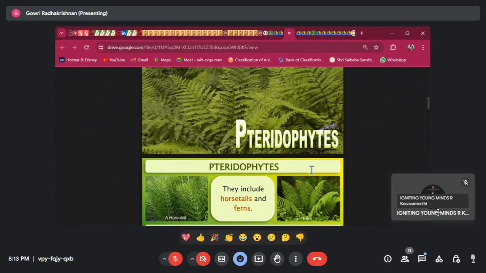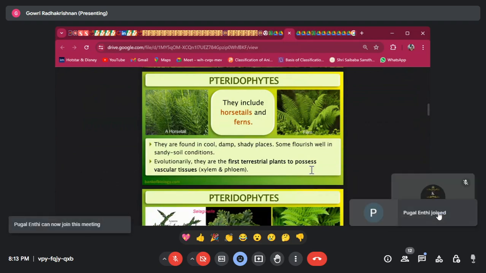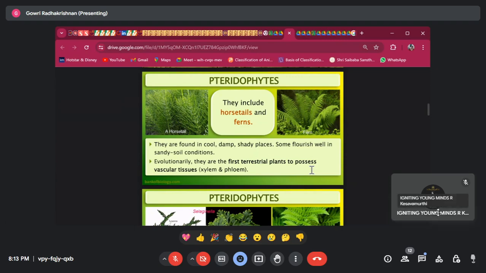Now, the third classification is the pteridophytes. So far what we have seen, algae, bryophytes, and next we are going to the pteridophytes. Now they include horsetails and ferns. Ferns are very common, even some ferns are used as indoor plants. So you would be familiar with ferns. They are found in cool, damp, shady places.